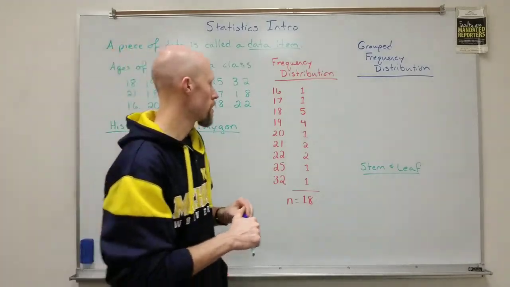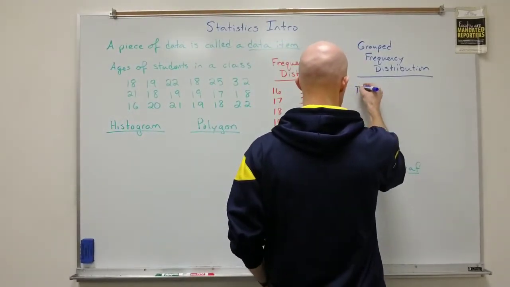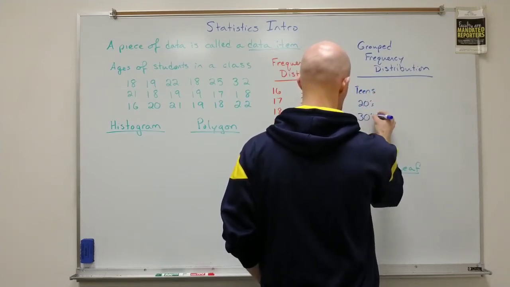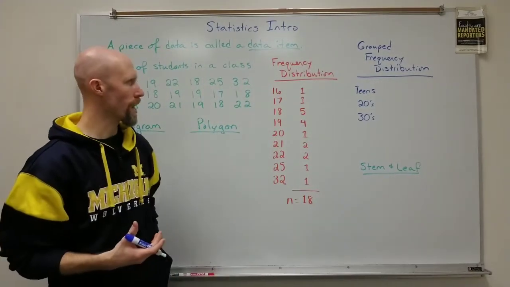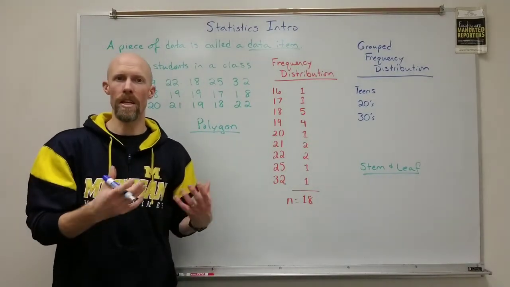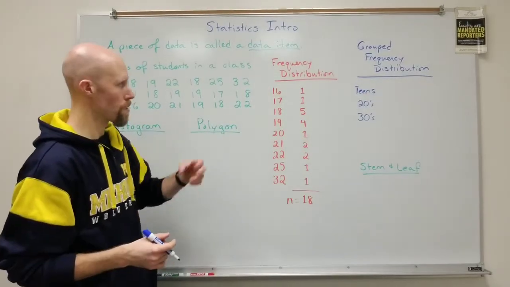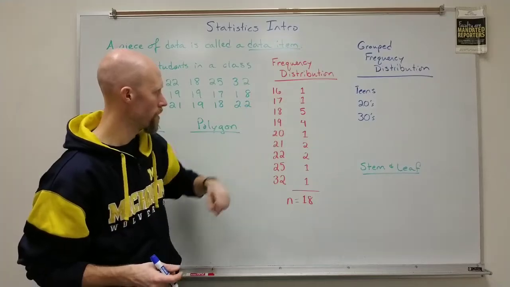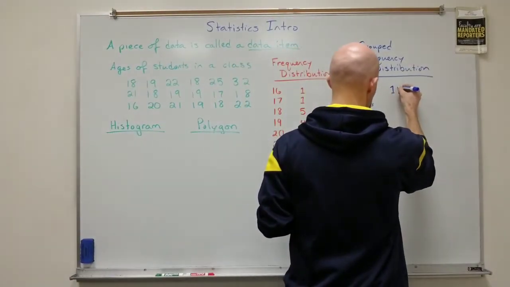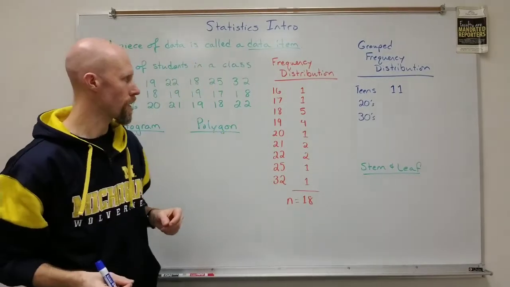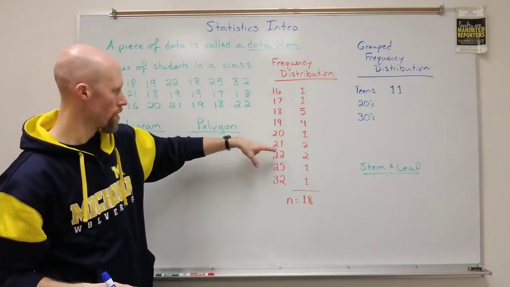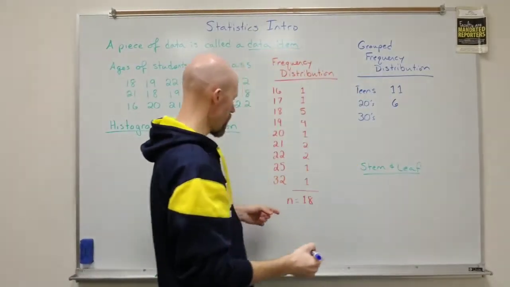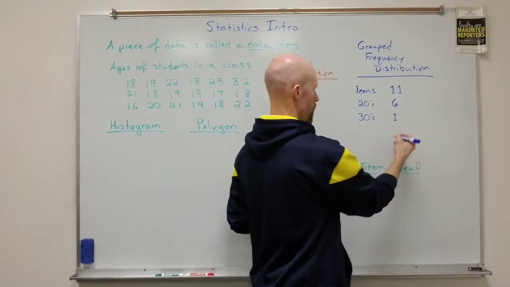So we'll say teens, 20s, and 30s. And so then you're just looking at the frequency of each of those categories occurring. So people in their teens, 5, 9, 10, 11. So there's 11 of the 18 in their teens, okay? 20s, 1, 2, 3, 4, 5, 6. 6 of the 18 were in their 20s, and 1 was in their 30s, okay?